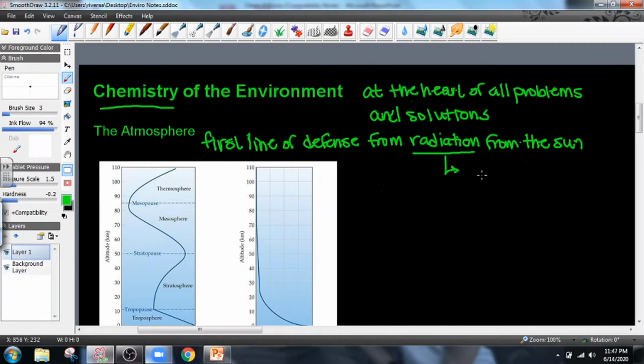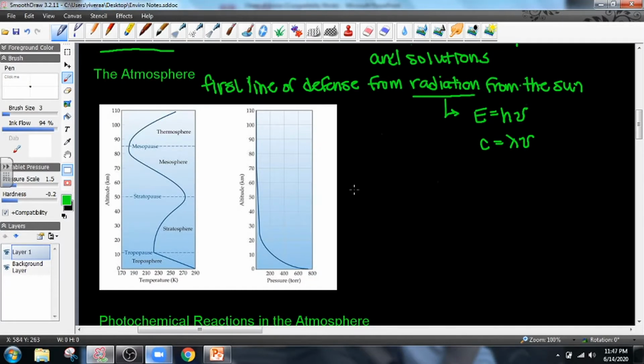So we are talking about energy that is quantized with specific frequencies and, of course, specific wavelengths. We're talking about any photons that are moving at the speed of light. And this radiation can have lots of different effects. Let's talk first a little bit about the anatomy of the atmosphere.